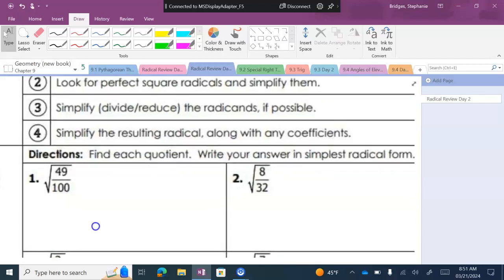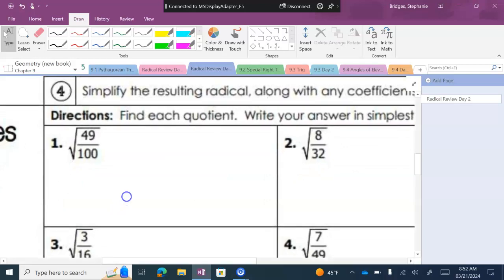So here's where I'm going to start. First of all, I have the square root of an entire fraction, the square root of 49 over 100. So the first thing we're going to do is split that apart. We're going to take the square root of the top number and the square root of the bottom number. So I'm just splitting it up. I'm going to do the square root of 49 over the square root of 100.